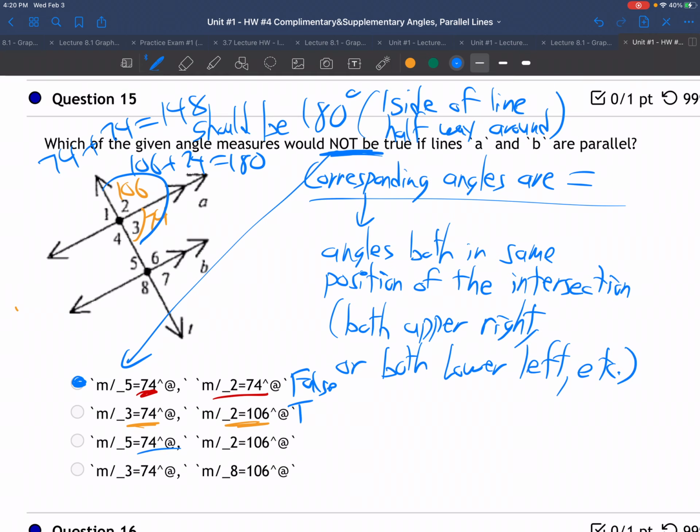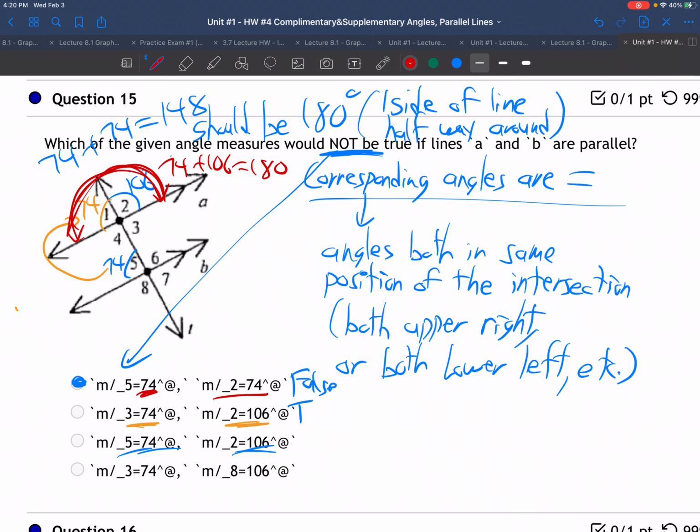And then how about the next one? Let's try this one. This one will be true also. Let me show you. Angle 5 is 74, right here. Angle 2 is 106. This one's 106. Well, we do the corresponding thing. 74 comes up here, remember, because those are both upper left, corresponding. And now these two, which are 74 and 106, add up to be 180, which they should be because they are together making one half of a straight line. They're half a circle. So that's true.